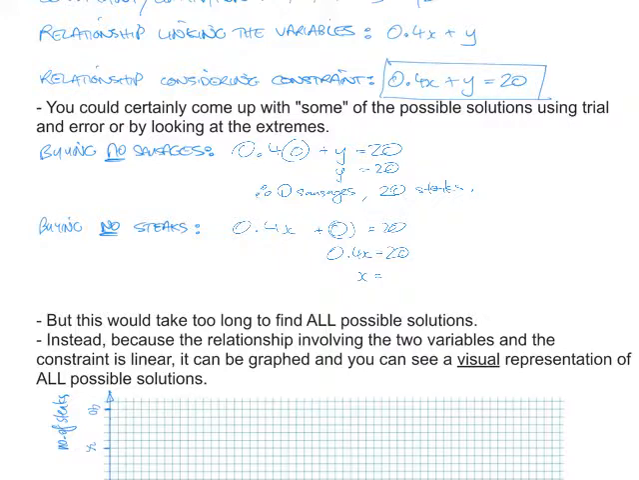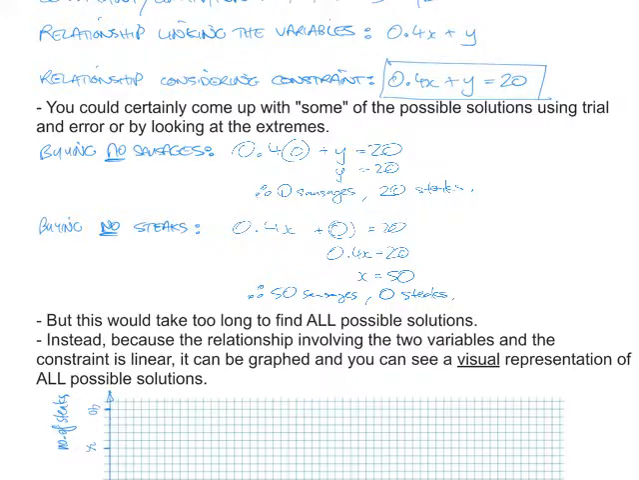20 divided by 0.4 is 50. So because the sausages are cheaper, we can buy more of them if all of the money was dedicated to buying sausages. Therefore, 50 sausages, 0 steaks. And that's all well and good.